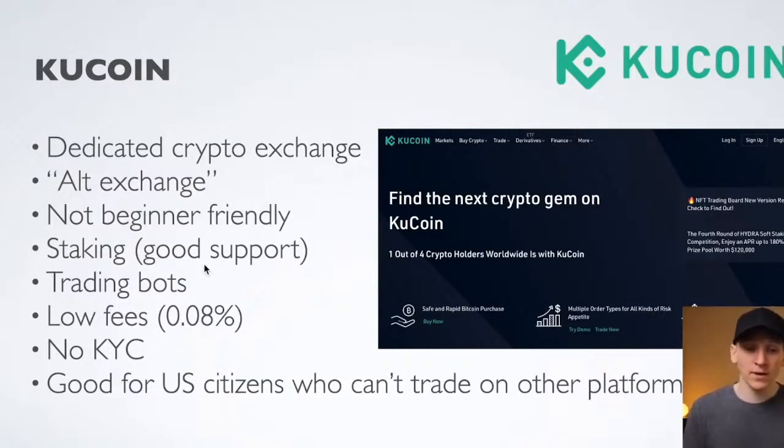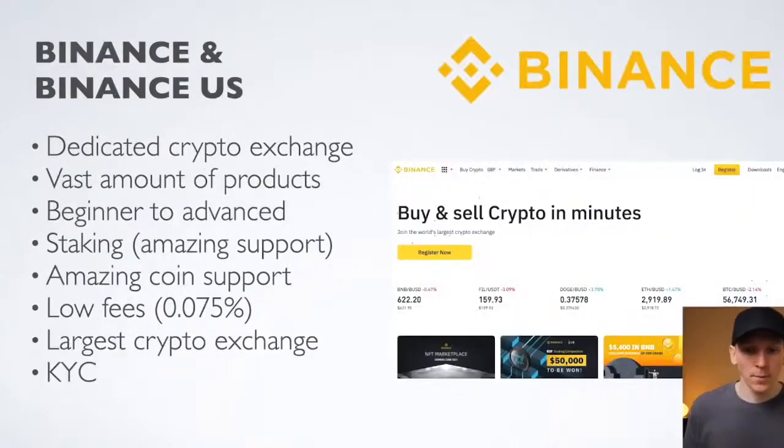There's no KYC on KuCoin. You can set up an account and start trading with cryptos. You don't need KYC. Huge benefit of this exchange. And if you are a US citizen and you're banned from other exchanges, you might want to have a look at KuCoin. Binance, though, is really the king of crypto exchanges.